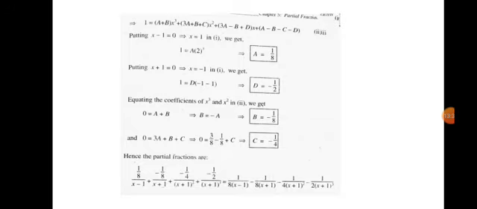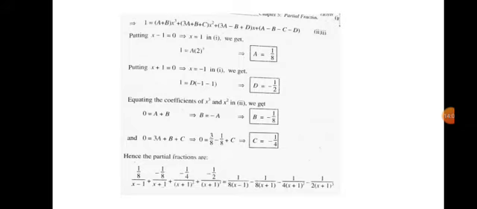Similarly, when we put x plus 1 is equal to 0, we will get d is equal to minus 1 over 2, and we will get two values by comparing the coefficients of x cube and x square. When we compare the coefficient of x cube, we get a plus b is equal to 0, b is equal to minus a, and we have already found the value of a as 1 over 8, so b is equal to minus 1 over 8.